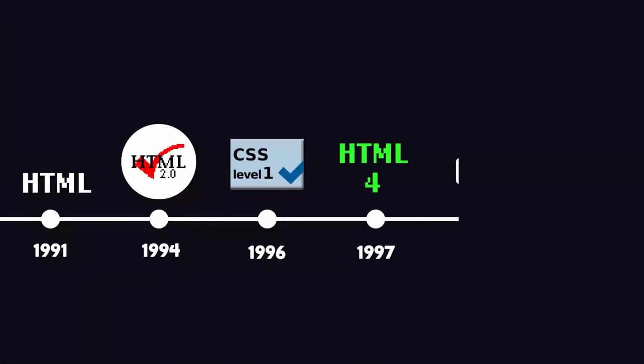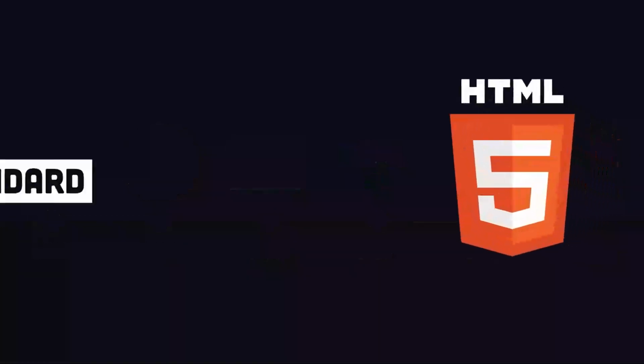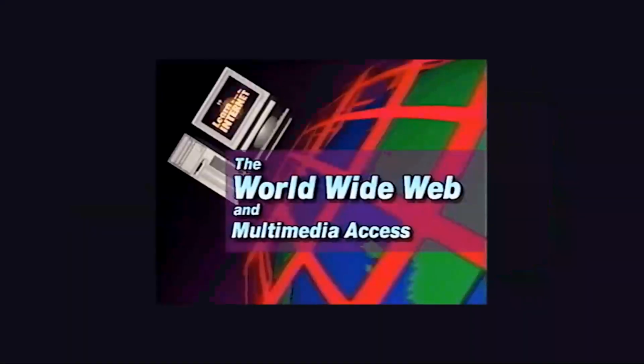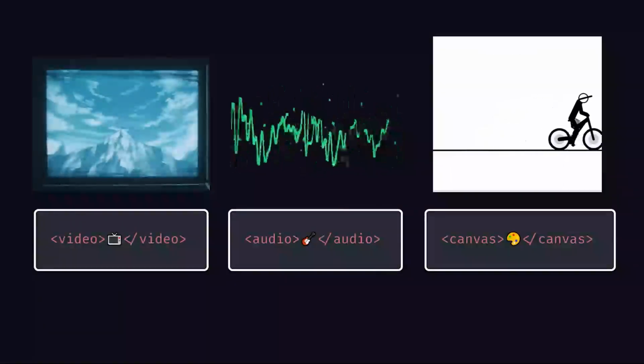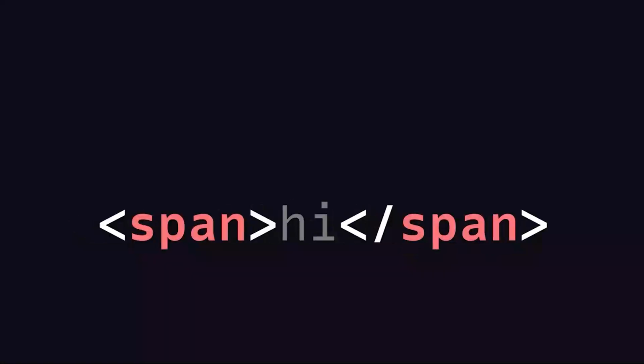The language underwent many changes during the initial rise of the internet and was standardized as HTML5 in 2008, the version we know and love today. Modern HTML contains tags to handle a variety of different media types, like video, audio, and canvas to draw custom graphics on the fly.